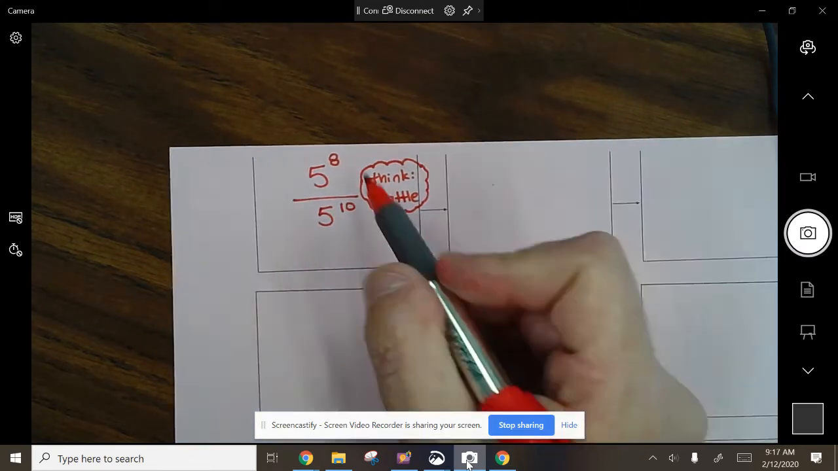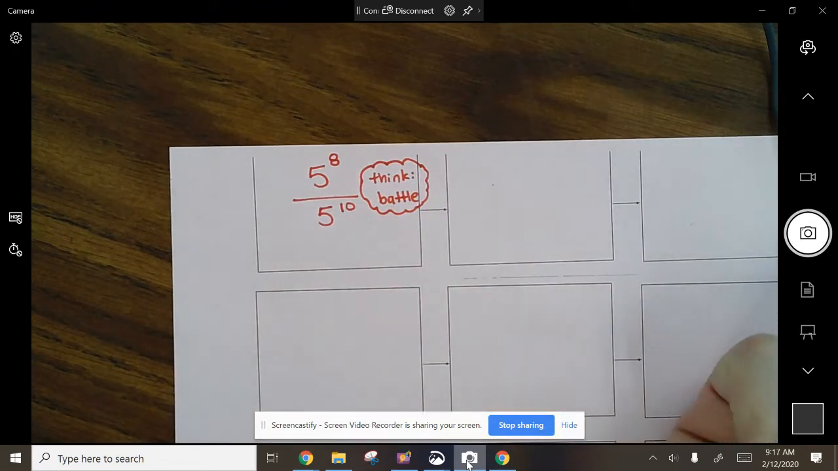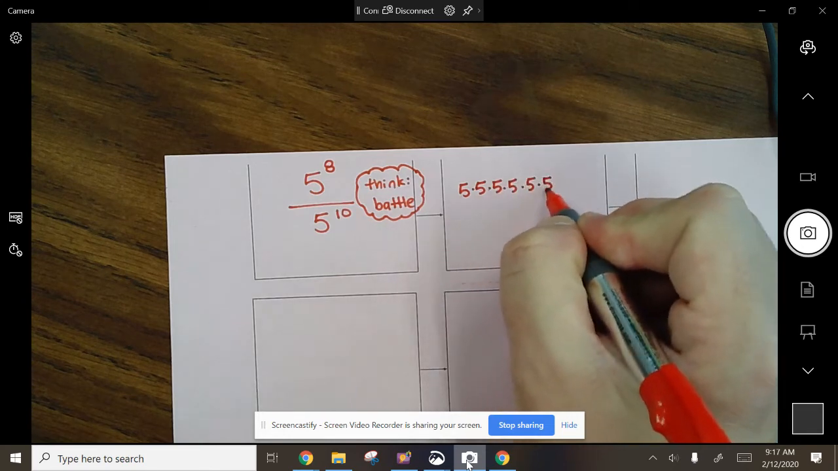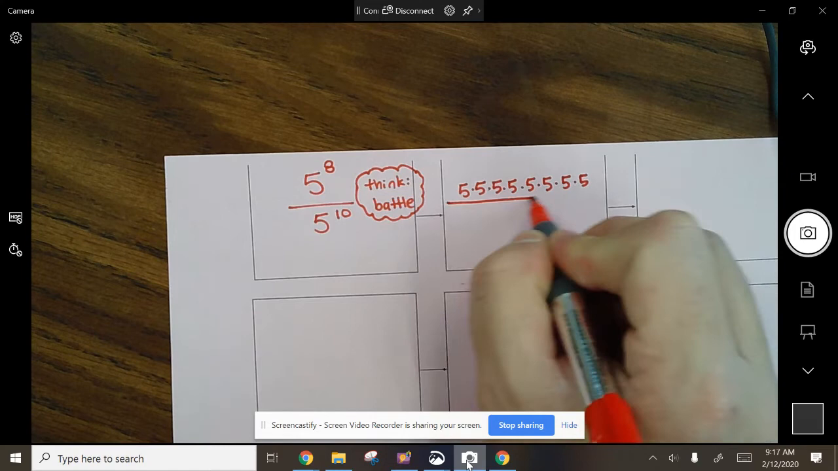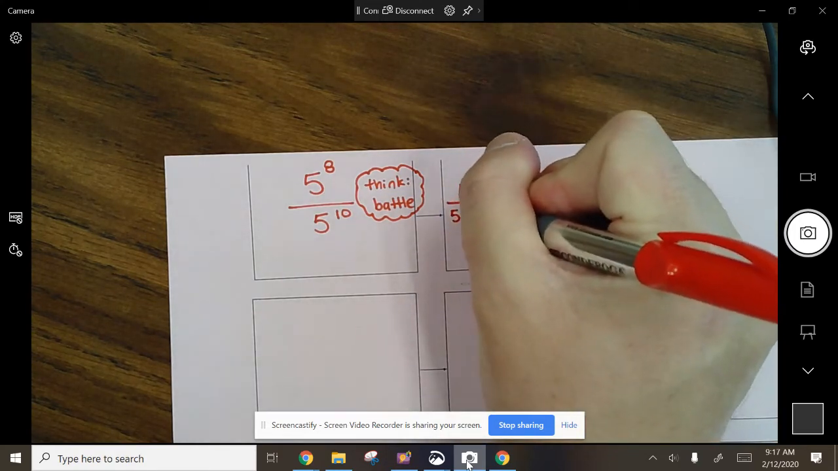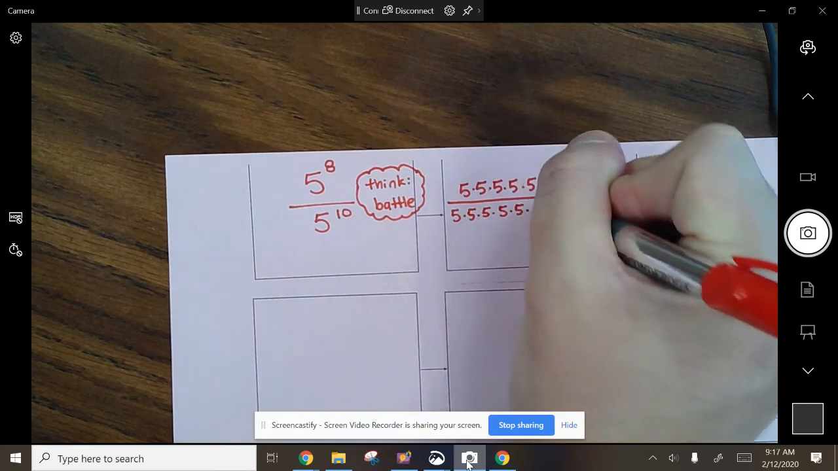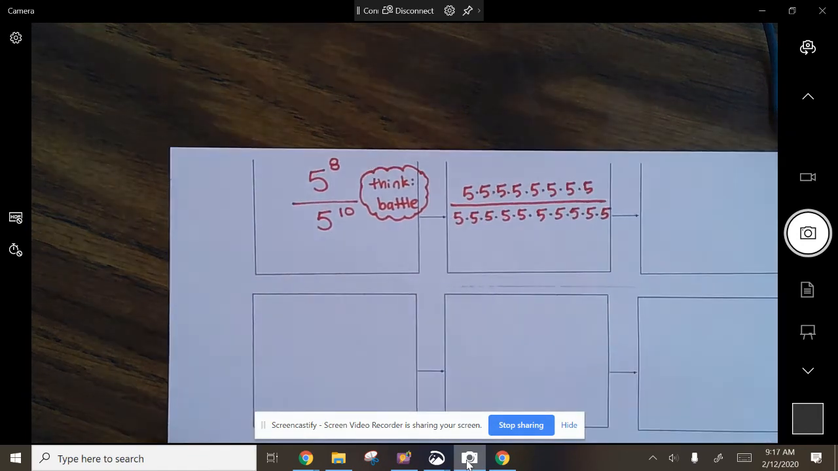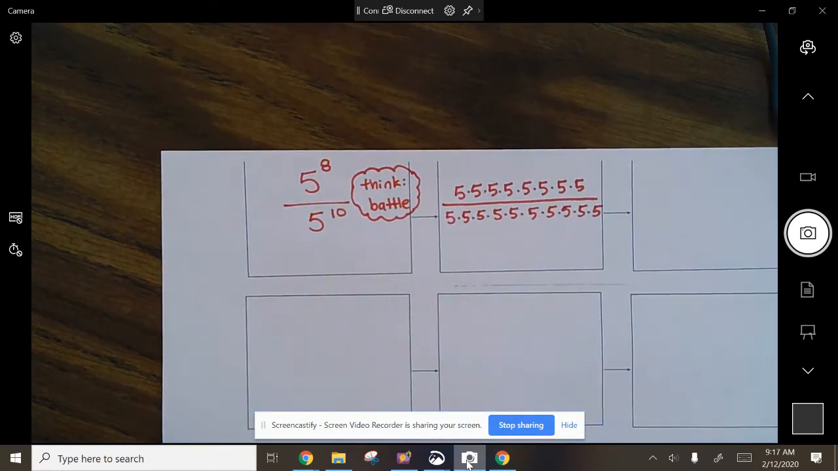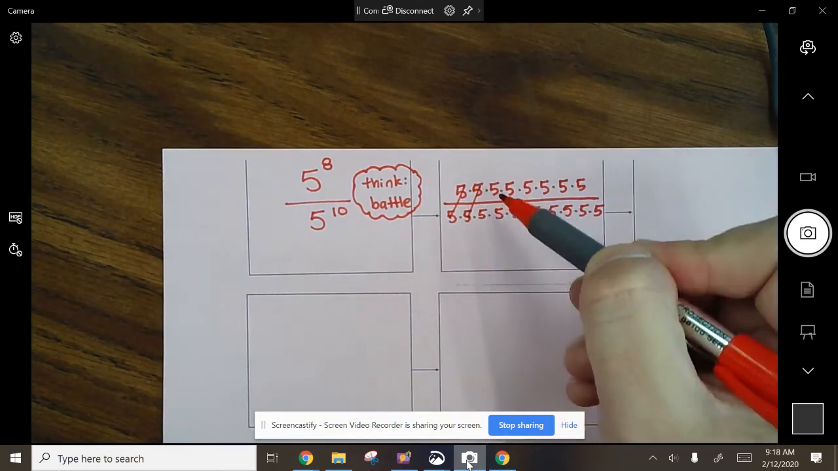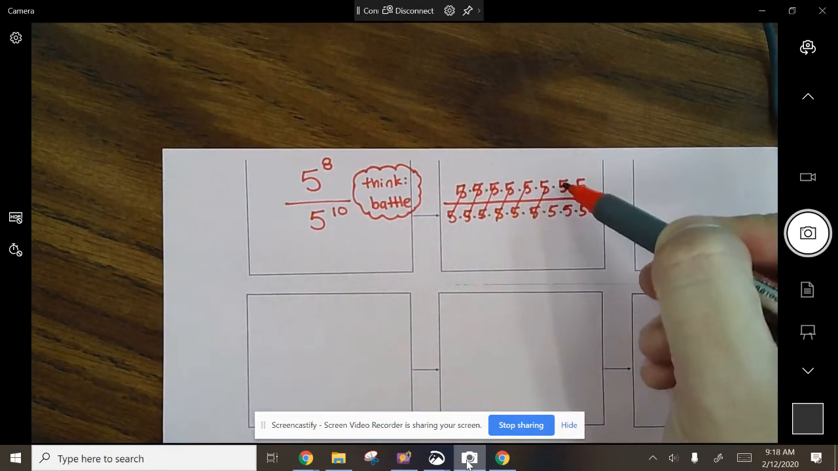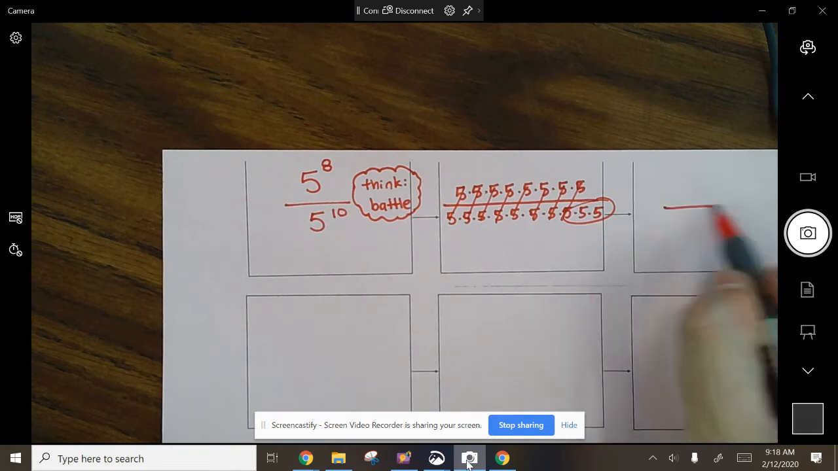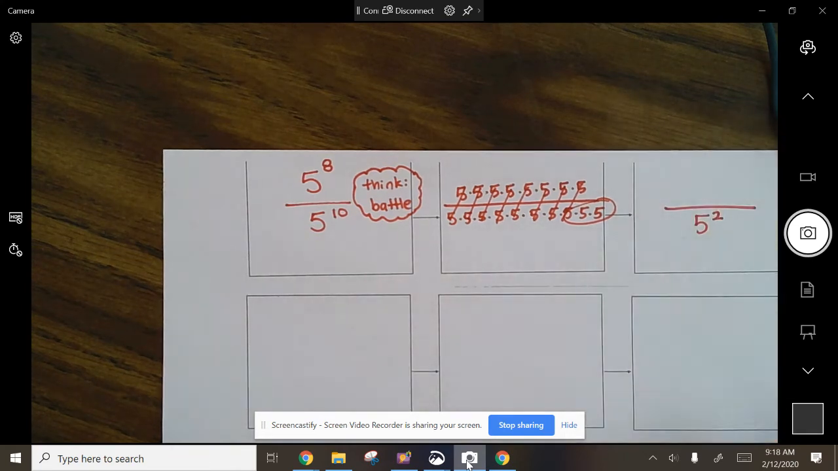When you think of this battle, if you were to write this all out, you could write it like this: 5 times 5 times 5 times 5 times 5 times 5 times 5 times 5 on top, over 5 times 5 times 5 times 5 times 5 times 5 times 5 times 5 times 5 times 5 on the bottom. This is expanded form, but you can tell what's going to happen here. In this battle, these knock each other out. Boom. What's left? There are 2 fives on the bottom. So if I wrote this down, I would have 5 squared on the bottom.